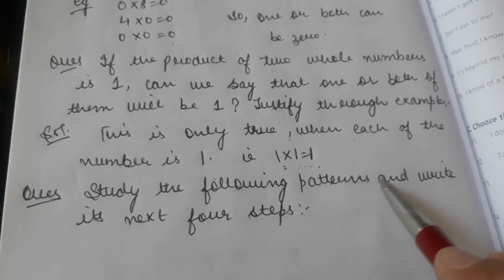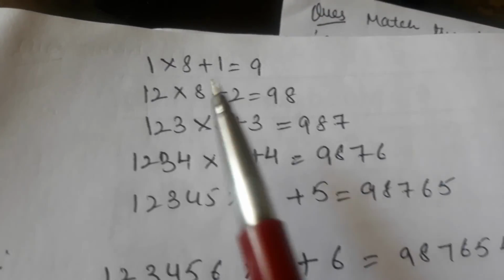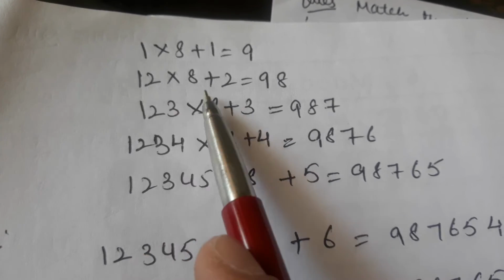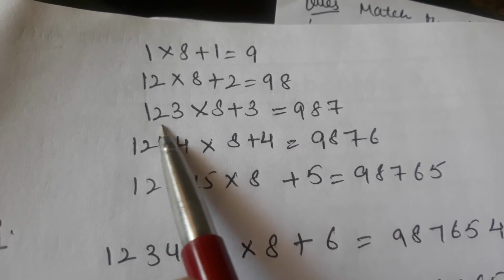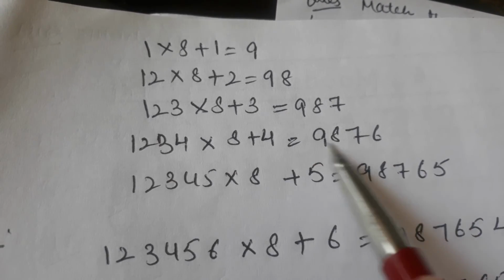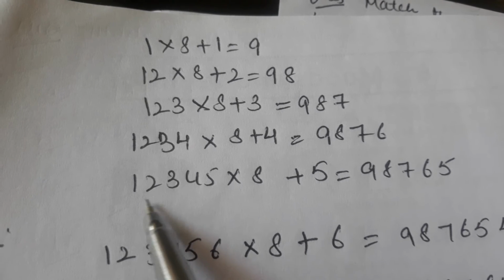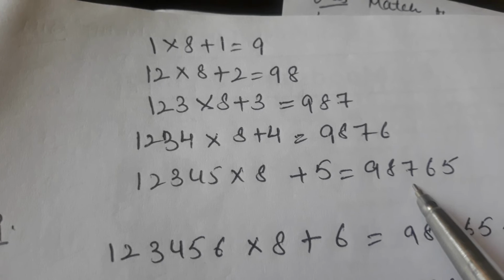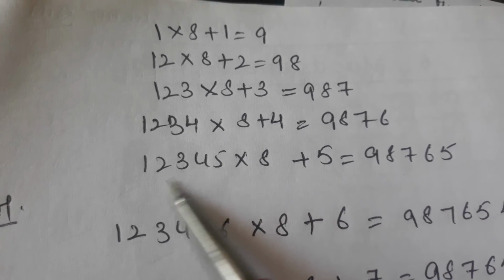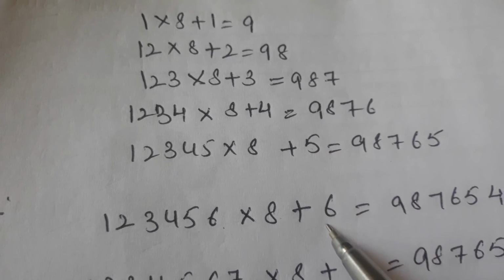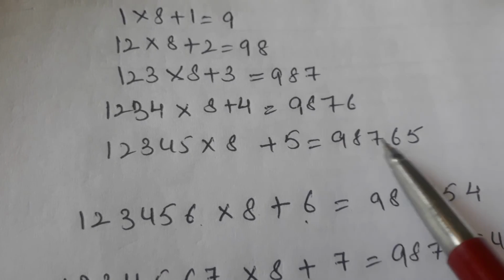Next, study the following pattern and write its next 4 steps. So this is the pattern. 1 into 8 plus 1 is 9. 12 into 8 plus 2 is equal to 98. 123 into 8 plus 3 is 987. 1234 into 8 plus 4 is equal to 9876. 12345 into 8 plus 5 is equal to 98765. So clearly what will be the next? 123456 multiplied by 8 plus an increase in 1 here, 6 is equal to 987654.